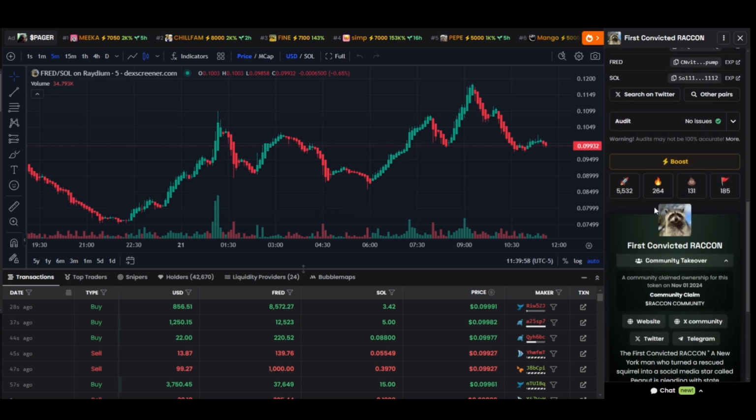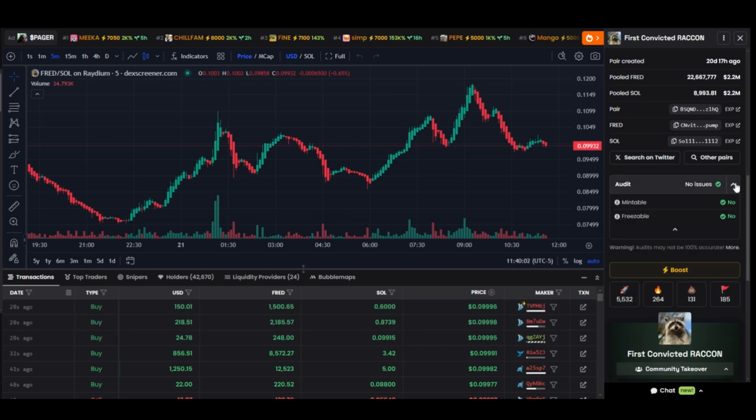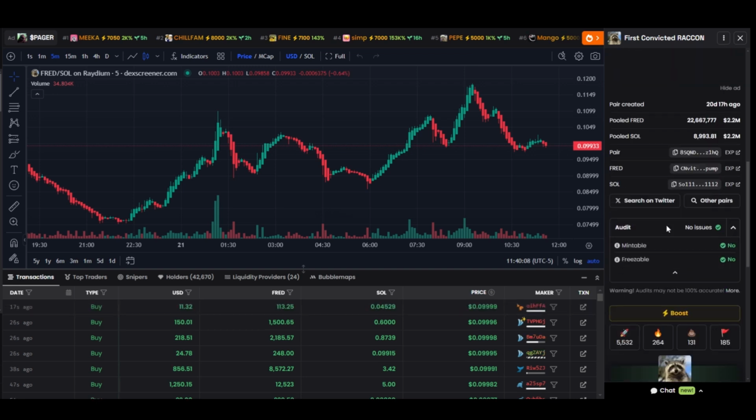If you wanted to see if this coin is any good, you can go over to audit. You can click down and it'll show you if there are any red flags, which currently there are none. If you wanted to trade this pair, you can come over here. That is the address for this coin.